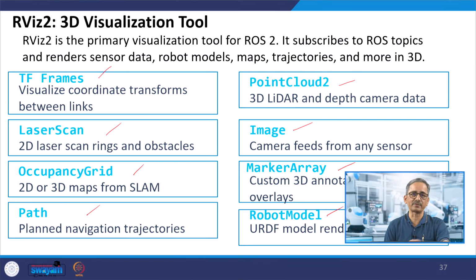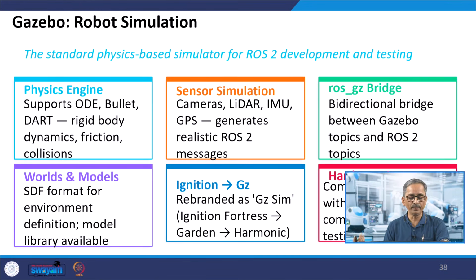These features we are going to see in RViz 2. And Gazebo is the standard physics-based simulator for ROS 2 development and testing. Basically, it has a physics engine, sensor simulation, a ROS-Gazebo bridge, worlds and models, Ignition Gazebo, and hardware-in-the-loop simulation. So, these are the features available in Gazebo.